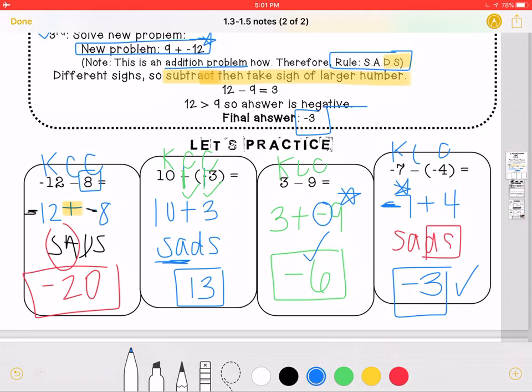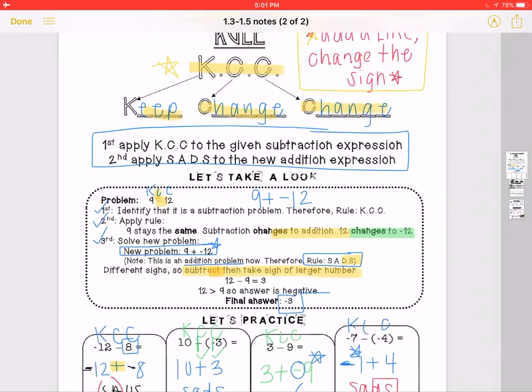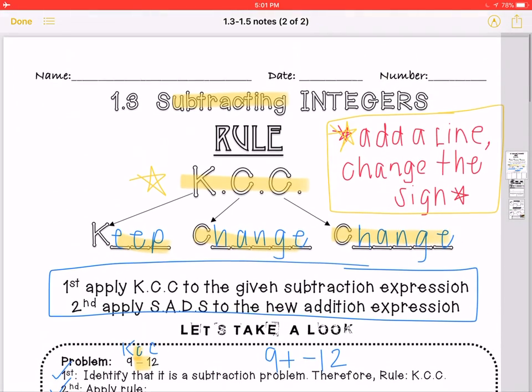That is it for our actual notes and the lesson itself for this lesson 3, subtracting integers. Let us know if you have any questions. You're going to do a ton of practice with this. Take your time and remember our rules.